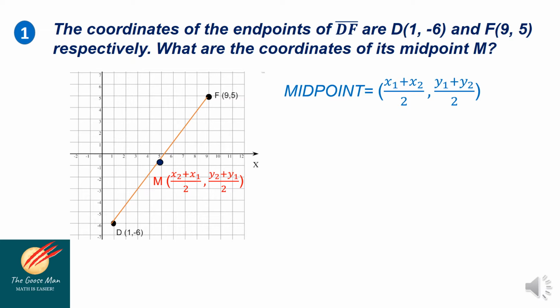Now, let's recall, our x sub 1, comma, y sub 1 is the point D. So it means that x sub 1 is equal to 1, y sub 1 is equal to negative 6. Also, our x sub 2, comma, y sub 2 is equal to (9, 5). It means that x sub 2 is equal to 9, y sub 2 is equal to 5. Then let's substitute. So we have 1 plus 9 over 2, comma, negative 6 plus 5 over 2. Simplifying it further, I have 10 over 2, comma, negative 1 over 2. Or the midpoint has the coordinates of 5, comma, negative 1 half.